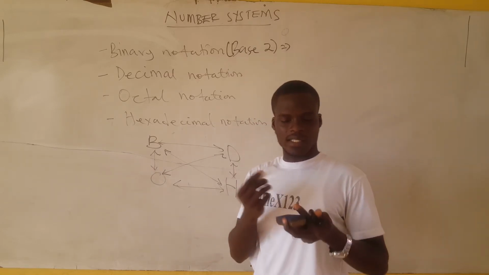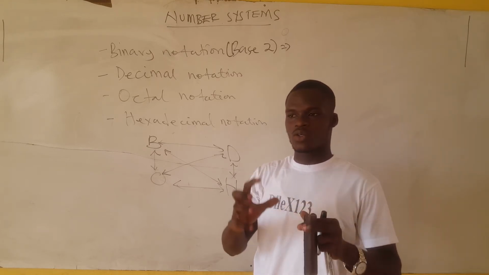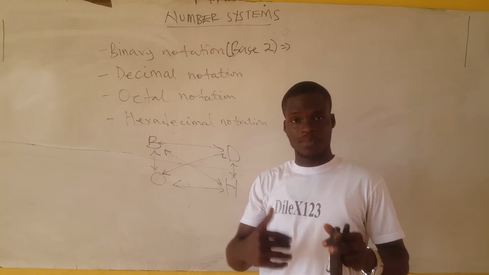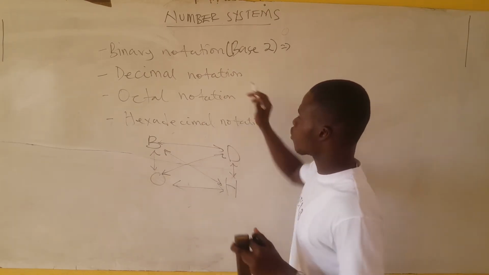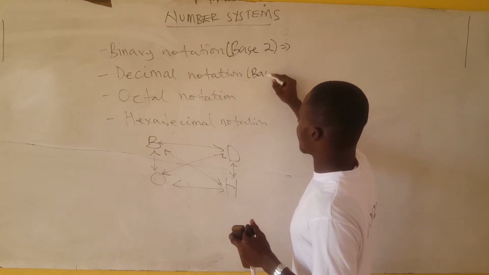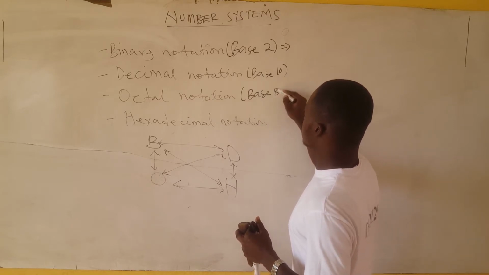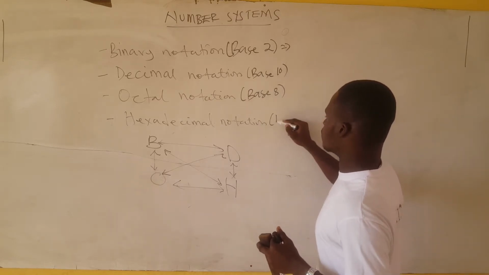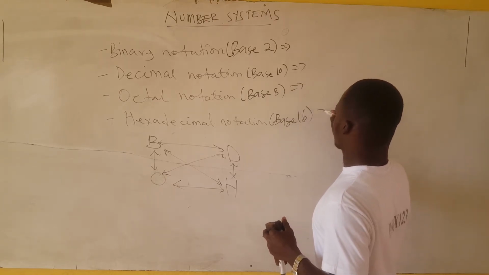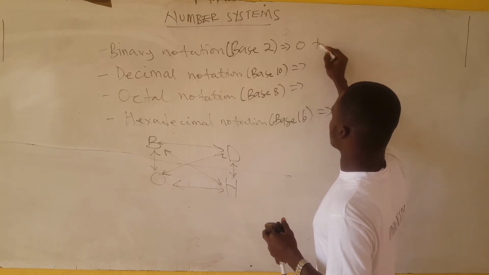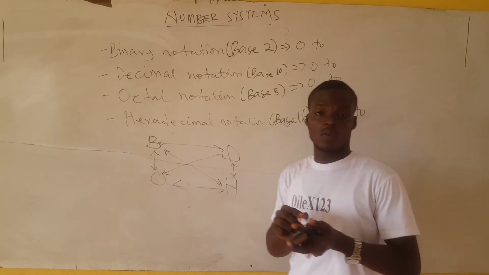The trick or the secret here is that if you are working in a particular base, you always use numbers that are lesser than the base, starting from 0. So decimal means that you are working in base 10, octal means you are working in base 8, and hexadecimal means that you are working in base 16. For all of them, we begin from 0.